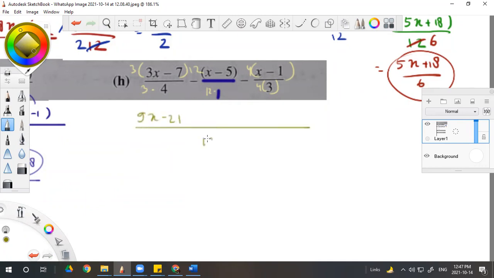This is over 12. This is minus 12, earlier. Minus 12 bracket x minus 5. Slowly. Minus 4 bracket x minus 1. Slowly. Don't rush. If you rush, it can be hard, you might make mistakes. So this will be minus 12x, right? And then plus 60. Open the bracket. Minus 4x plus 4.